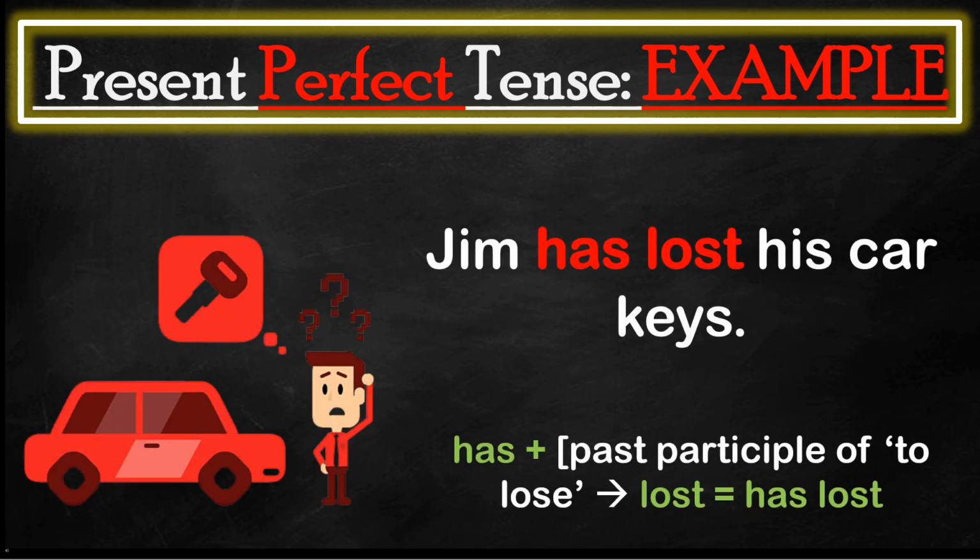In this first example, from the picture I could say Jim has lost his car keys. Here, Jim is the subject. To that we add has. The past participle of to lose is lost. So therefore, the subject plus helping verb plus the past participle. So Jim has lost his car keys.